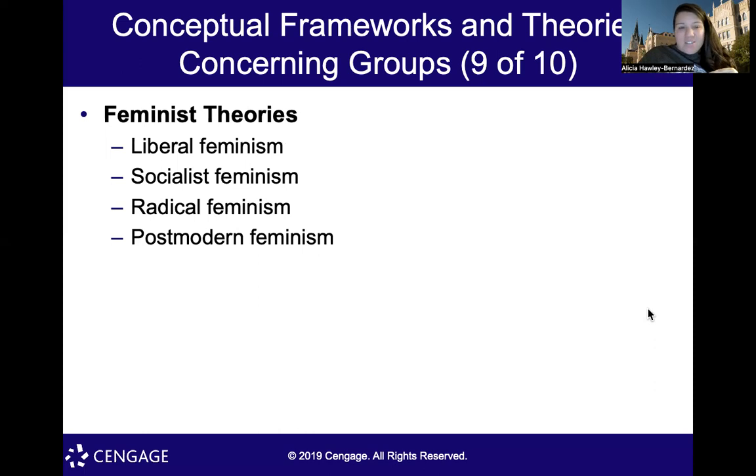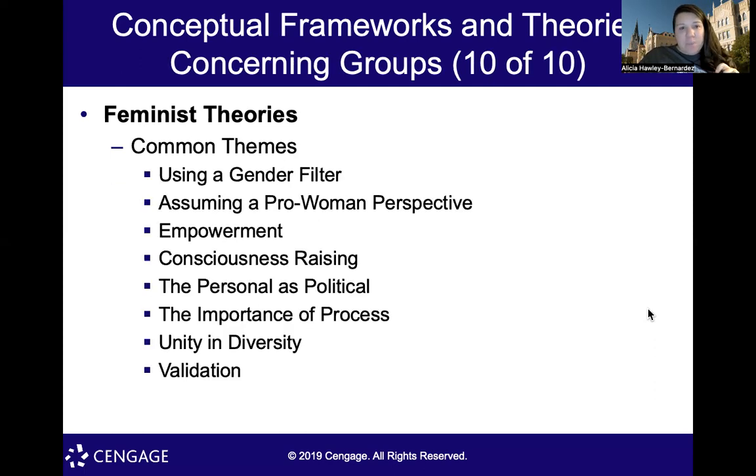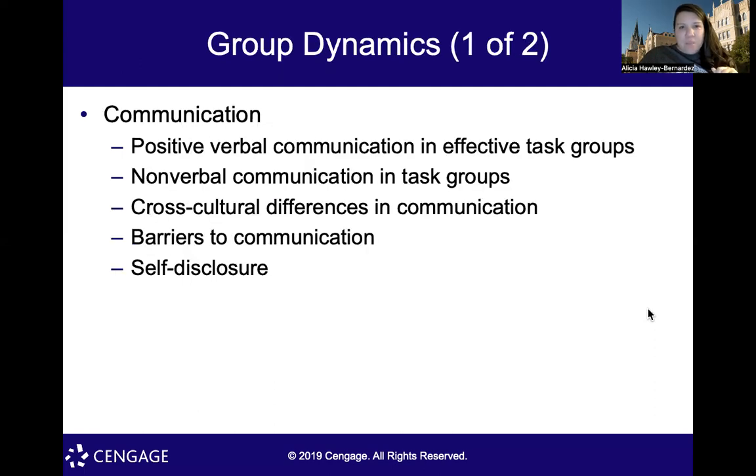Feminist theories, there are a lot of different types of feminist theories that have come out. Radical feminism, postmodern feminism, liberal feminism, and socialist feminism are a few. There are also common themes that you're going to want to know about in terms of feminist theory. So this is just a brief overview of some themes and key concepts with feminist theory.